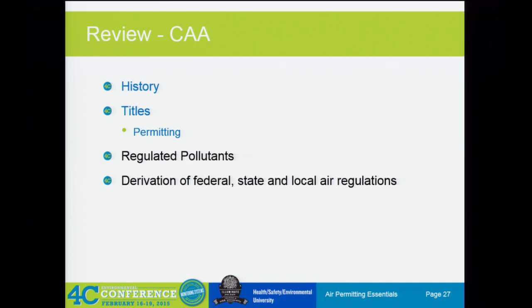So that's the titles of the Clean Air Act. Next up is regulated pollutants. Does anybody have any questions so far? Sources are defined in the actual regulation. I believe it's 40 CFR Part 51. Do you remember, Matt? Yeah, I think, yeah, 51 then.